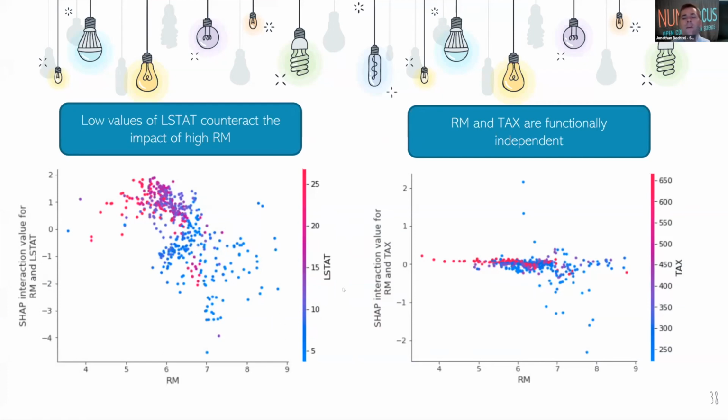But on the right side over here, if you were to generate a Shap chart for room and tax, the fact that the contribution of room is basically unchanged by tax means that the impact of tax and the impact of room on your data set are basically independent of one another.